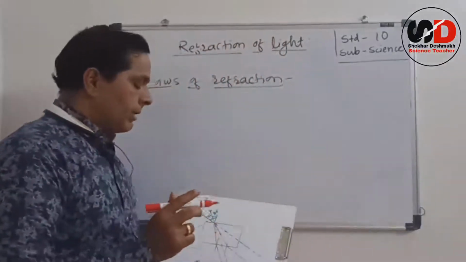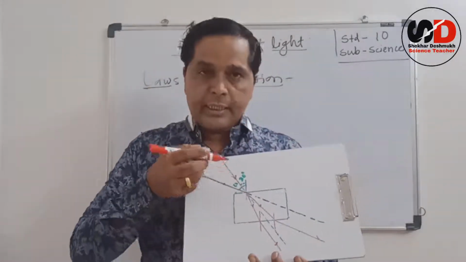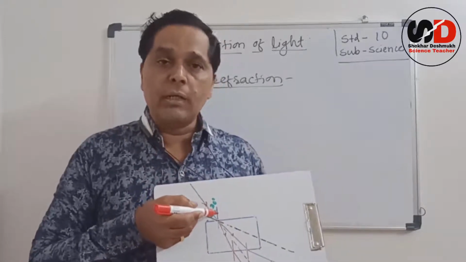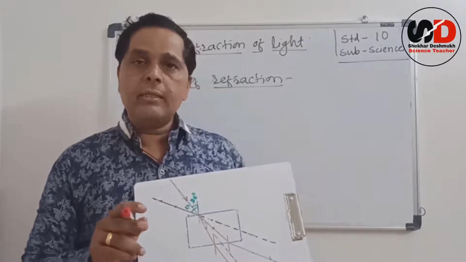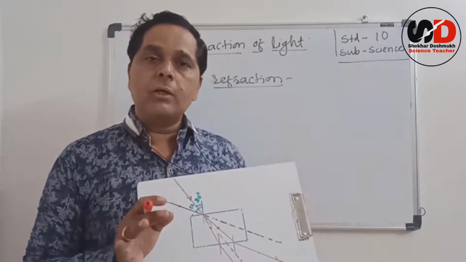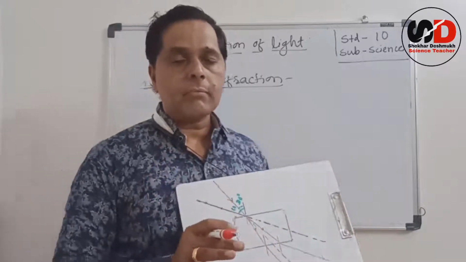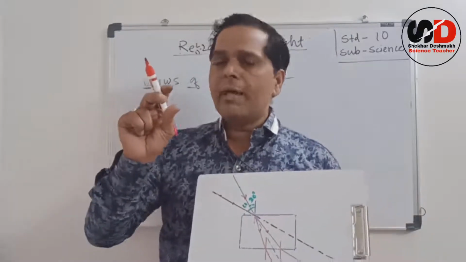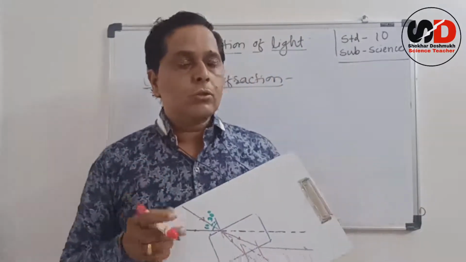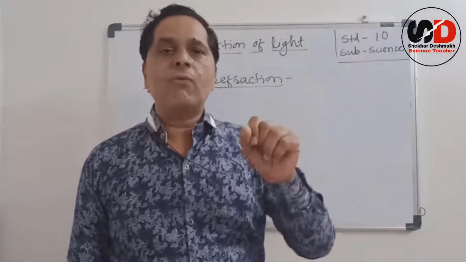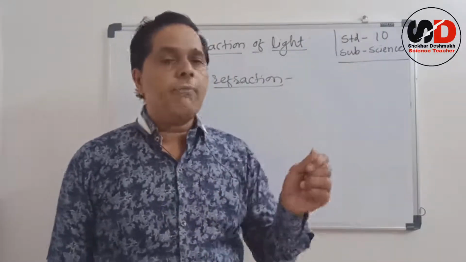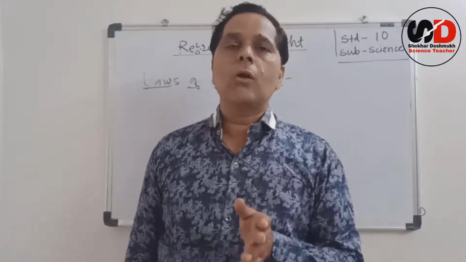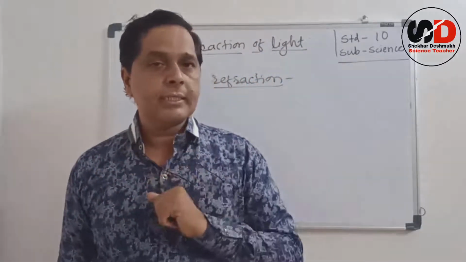And always remember, the angle of incidence is always taken with respect to the normal. I am telling it one more time. Why? Because it is asked in the exam. They will give you a 1 mark question. Student, suppose a light ray is falling on a glass slab making an angle of 60 degrees with the surface of the glass. What should be the angle of incidence then?